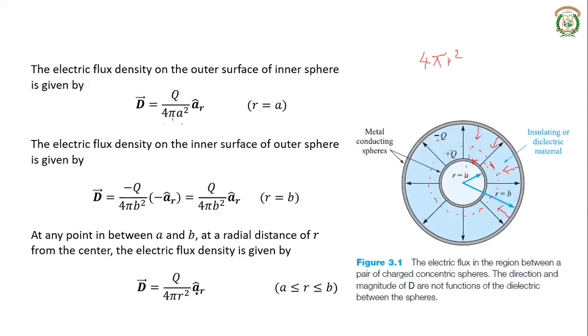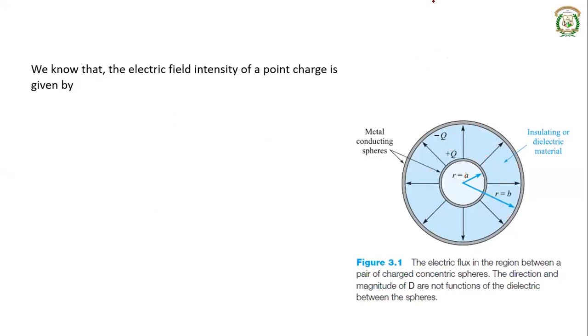So what we can observe is this is q divided by 4 pi r square into ar cap. This is the electric flux density at any point which is at a distance r. This is due to the charge q, right? Electric flux density due to charge q at any point at a distance of r. Now we have the expression for electric field intensity due to a point charge q at a distance of r. We have already got that expression, right? That is q divided by 4 pi epsilon r square into ar cap.